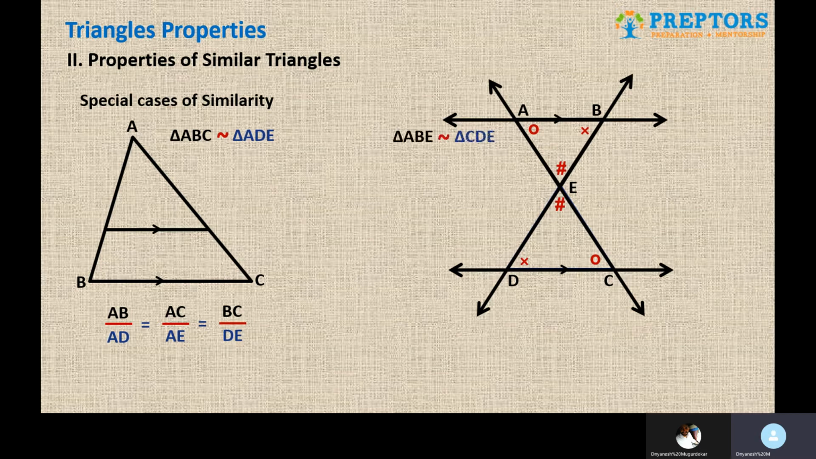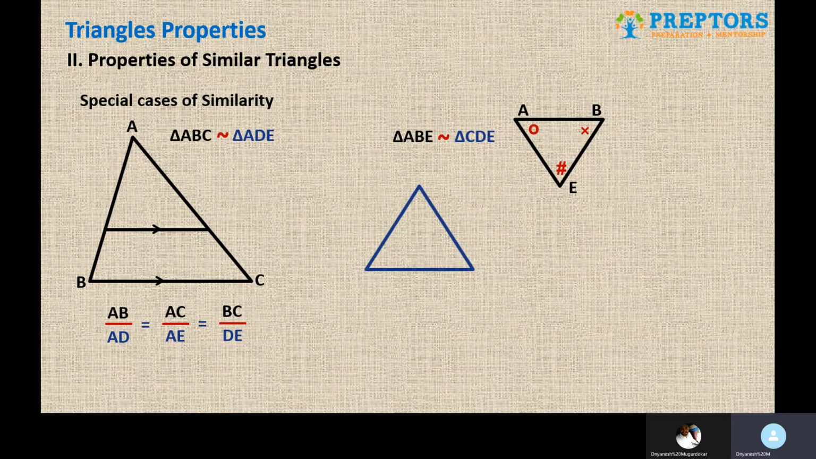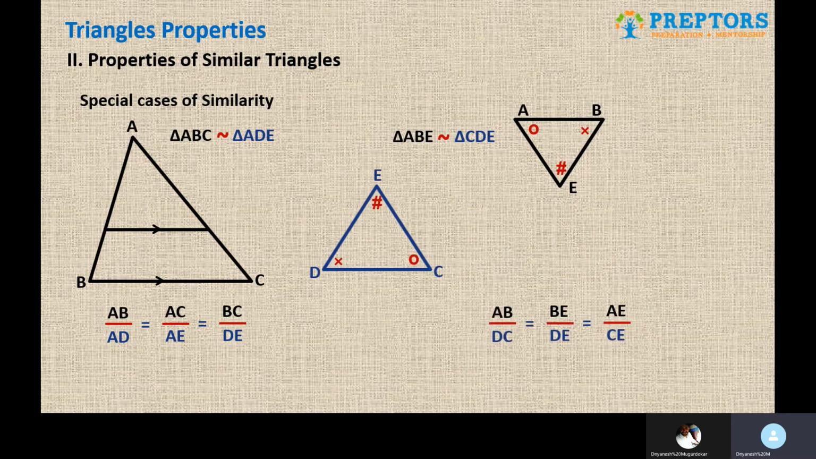Let's see what they are taking. They are taking ABE, which is O cross hash. So here also O cross hash, which is CDE. And again, once the triangles are similar, you can write their ratios in proportion. That is AB upon DC is equal to BE upon DE is equal to AE upon CE.